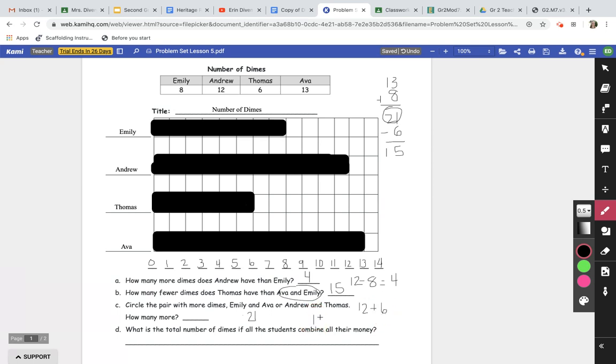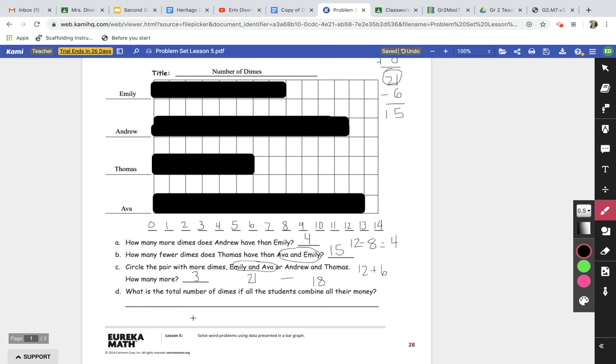So who has more between Thomas and Andrew, or Emily and Ava? We're going to circle Emily and Ava. And it says how many more? Well, I could just make this right into a subtraction problem. 21 minus 18 is going to give me 3.